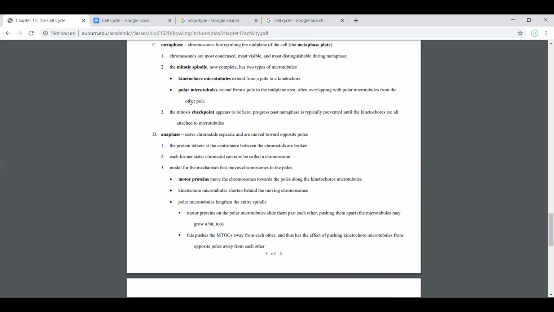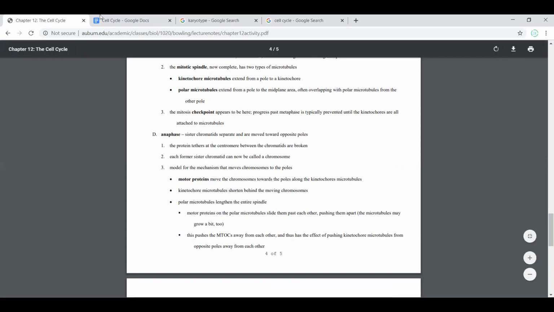So in anaphase, the sister chromatids separate and are moved toward opposite poles, which is how the DNA goes from one side to another. And the proteins at the centromere are broken so that the chromatids can be split. Each former sister chromatid is now a chromosome.